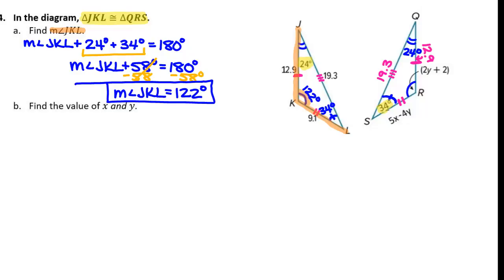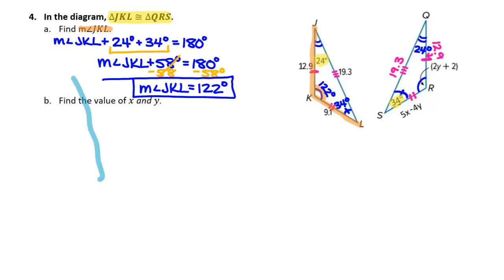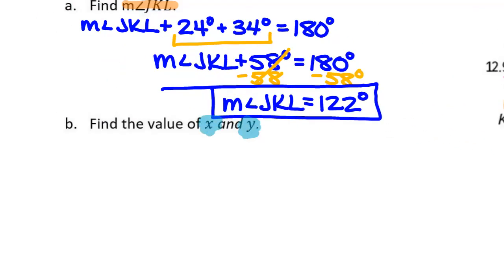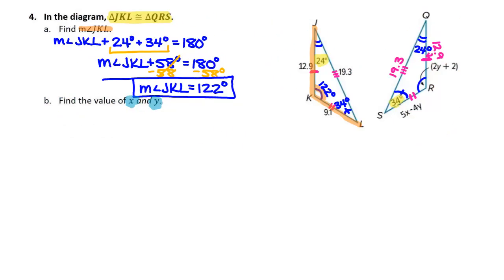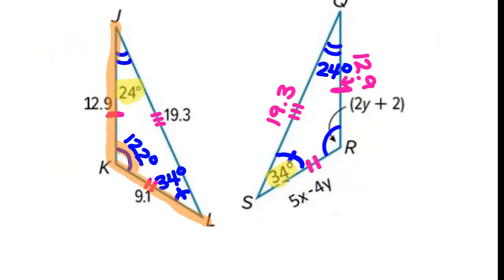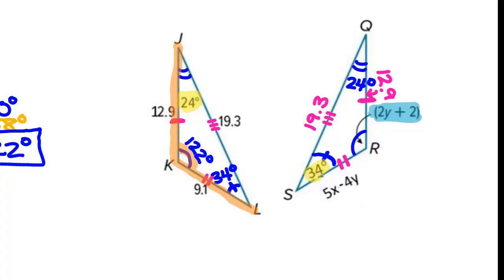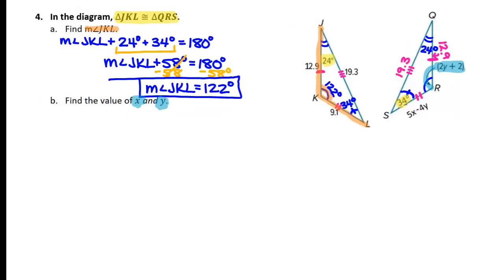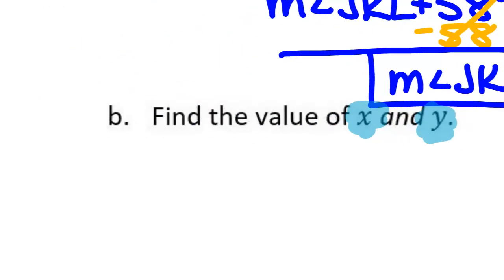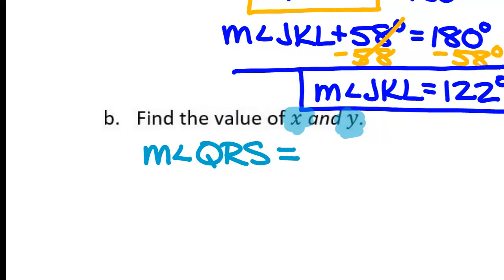And now we're going to go look at part B. For part B, we need to find the measurements of variables x and y. Well, didn't I see a y already? Yeah. Where did we just see y at? Yeah, angle QRS. This right here goes to this angle. And we know that angle QRS is 2y plus 2.